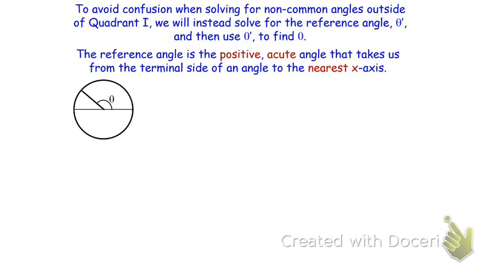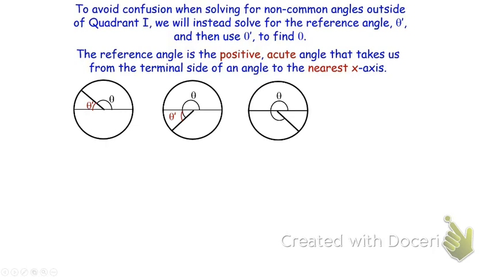If this is theta, then theta prime would be the piece that takes us to the nearest x-axis. So if we're in quadrant 2, it's the little piece below the terminal side of the angle that takes us to the nearest x-axis. If we're in quadrant 3, we're past 180 or past pi, so it's the piece that takes us back from the terminal side to the x-axis. That would be theta prime here. If we're in quadrant 4, we're a little short of 360 or 2 pi, so it's the piece that takes us from a terminal side to the x-axis where 2 pi or 360 is.